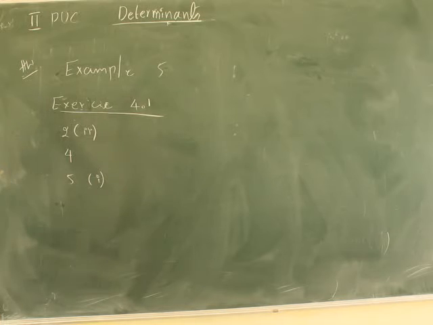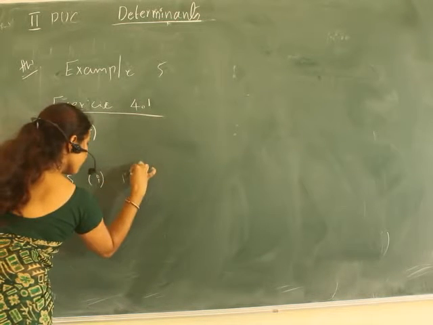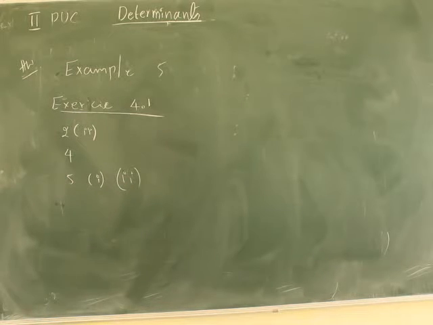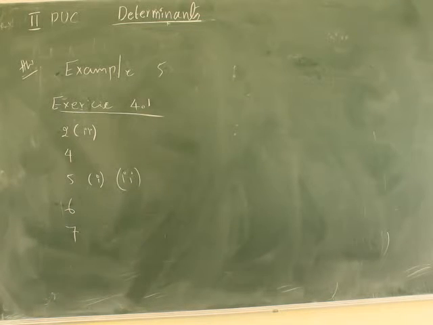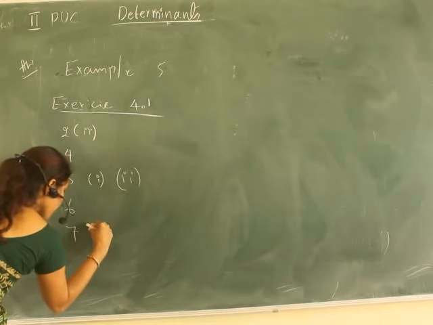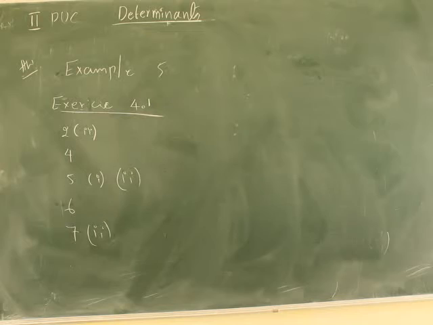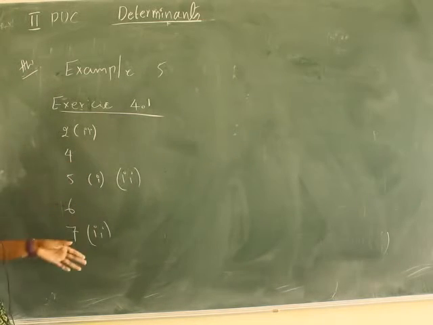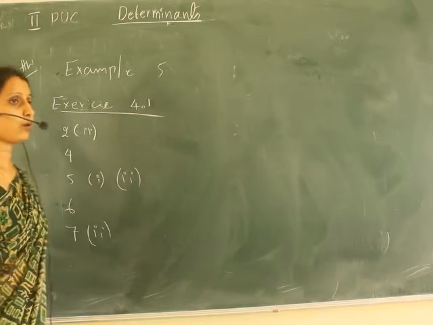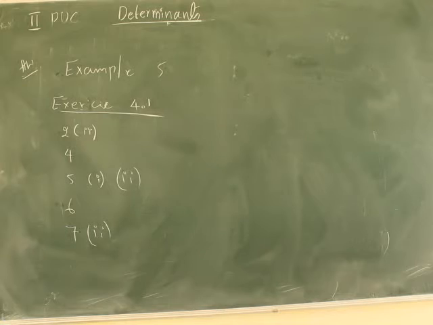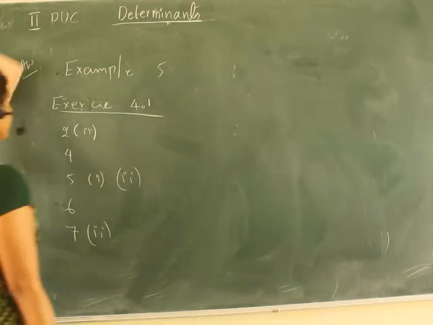then second, sixth one, seventh one, in that second. So these are the homework problems. I think everyone has a textbook, so the questions are there in the textbook. So solve all these problems. These are the problems of determinants, directly to find the determinant value.